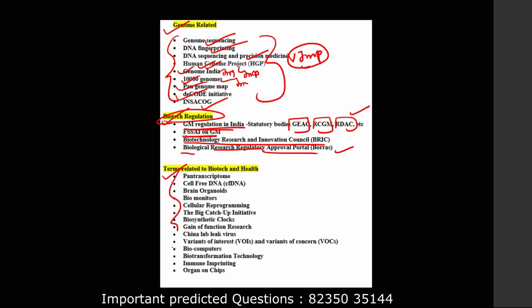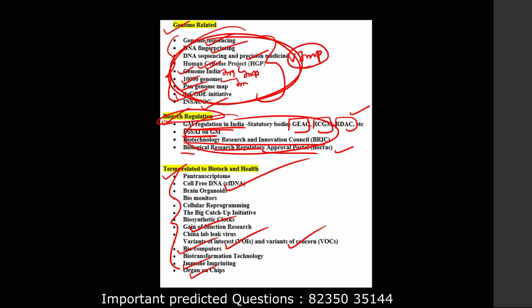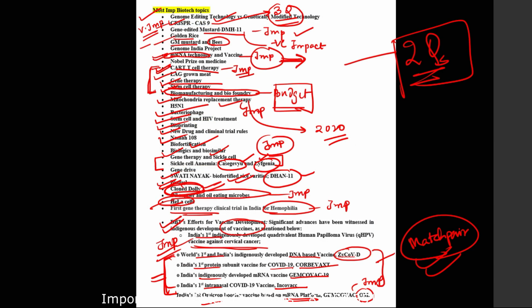Okay, next, term related questions. They can give you a term. Every year they are giving at least one term based question. For example, you can see here cell free DNA, then gain of function research, organ on chip, immune printing, biocomputers. Like this, variant of interest, variant of concern, term based questions can also come. But the most important one, if you ask me, is genome related. You can get questions from that. Then this is also important, and the topics which I have told you here are very, very important.